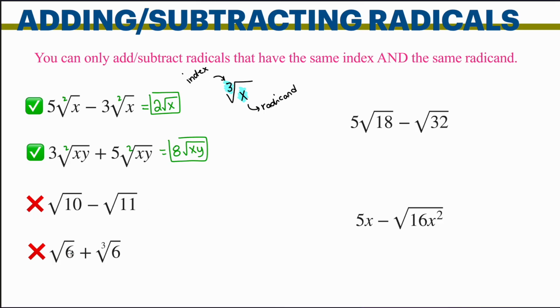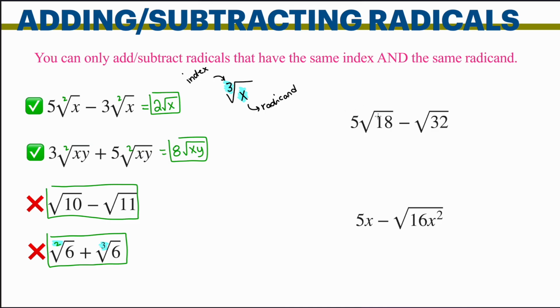Same thing. Yes, the radicands are the same, 6 and 6, but this is a square root and this is a cube root. Since that's a square root and that's a cube root, you cannot add and subtract them. There's nothing more that you can do. So really the only thing you can do is say that this is the most simplified. Same thing here. This is the most simplified.